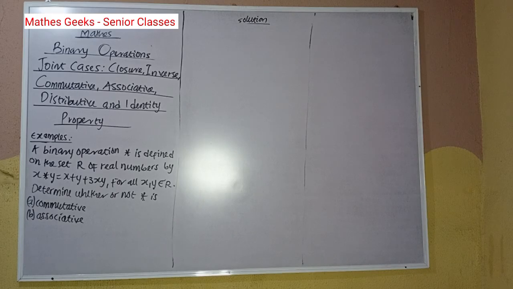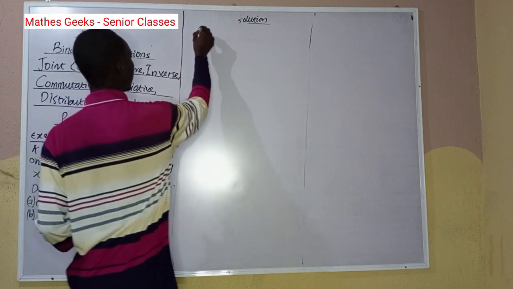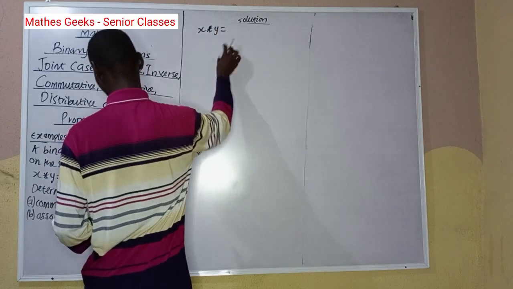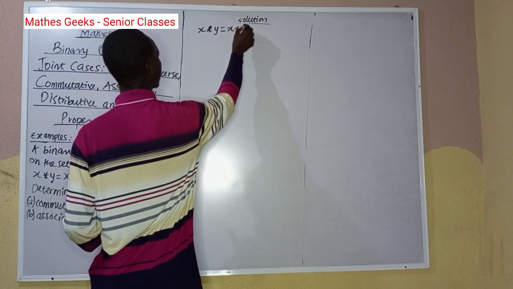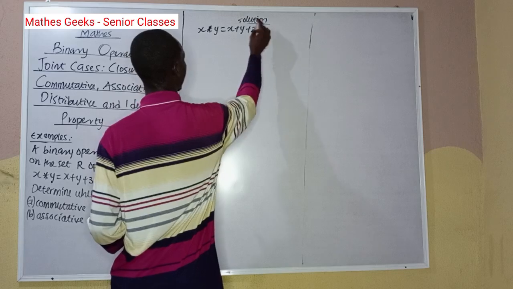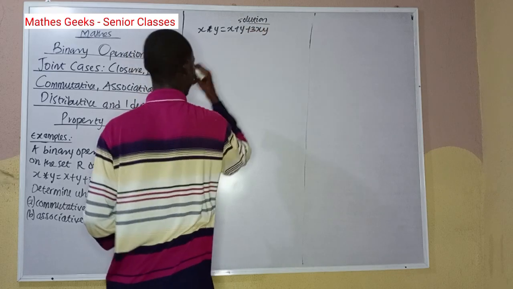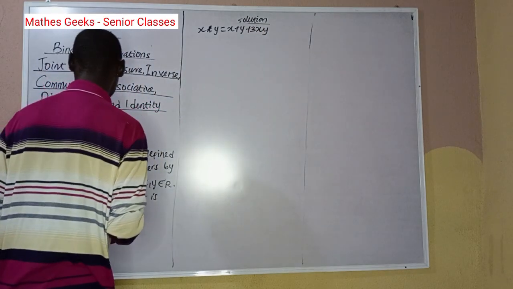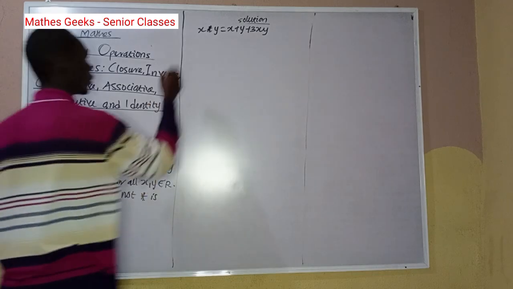A binary operation star is defined on the set R of real numbers by x star y is equal to x plus y plus 3xy. Determine whether or not star is commutative.